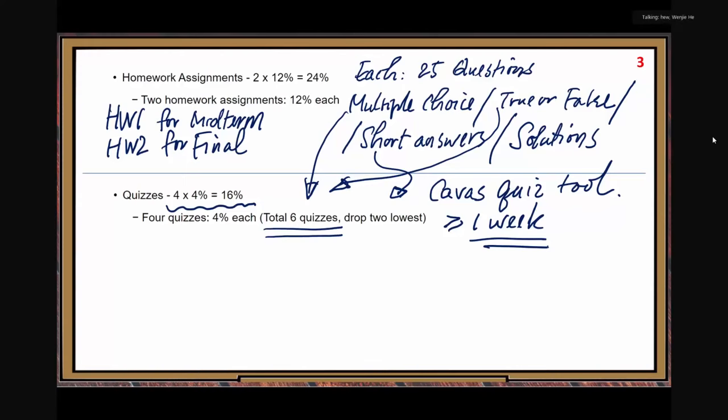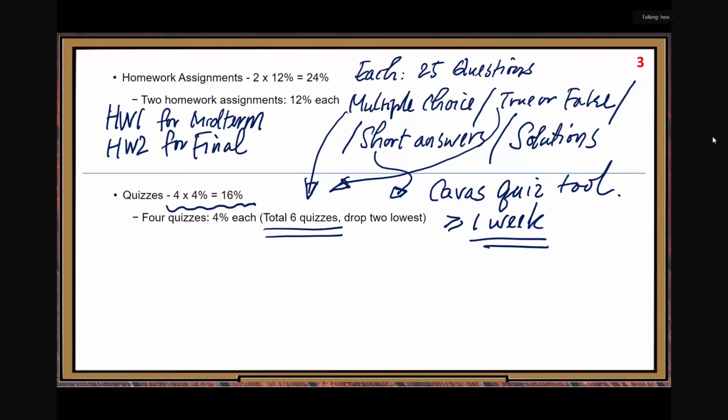Just make sure you complete it before the deadline. Otherwise, after the deadline, the quiz is gone. You cannot do it anymore after the deadline. Make sure you don't miss it.